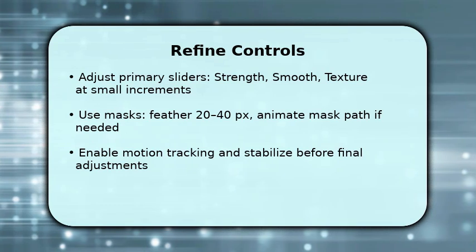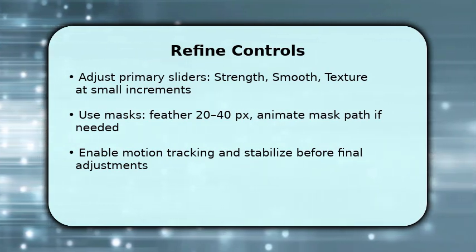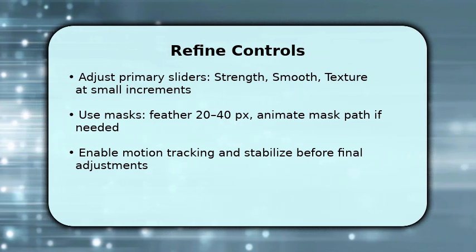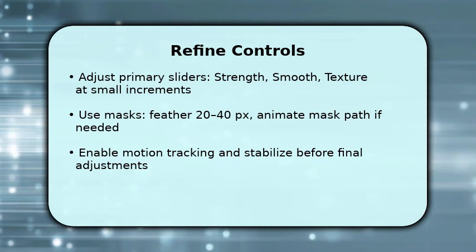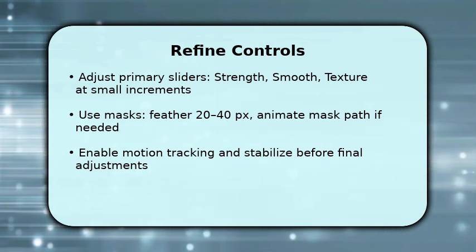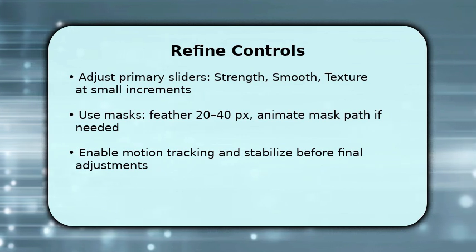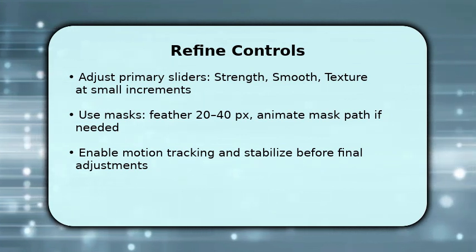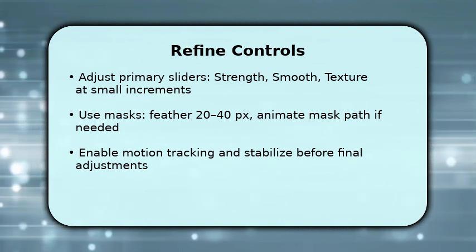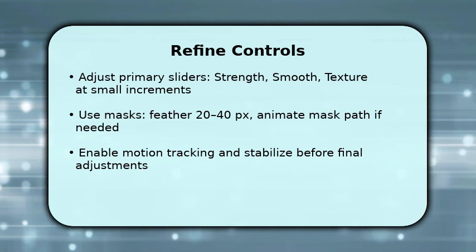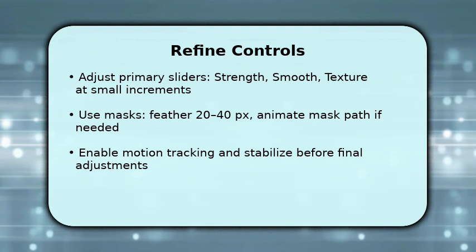Once the effect is applied, focus on refinement. Start with strength and smooth at low increments because small changes have big visual impact. Use texture to reintroduce detail selectively and create masks to isolate faces or areas. Feather edges between 20 and 40 pixels for natural blends. Next, enable motion tracking so your adjustments follow movement. Stabilize if the clip is shaky. As you tweak, toggle bypass to compare. These detailed middle steps shape a believable, motion-safe enhancement.